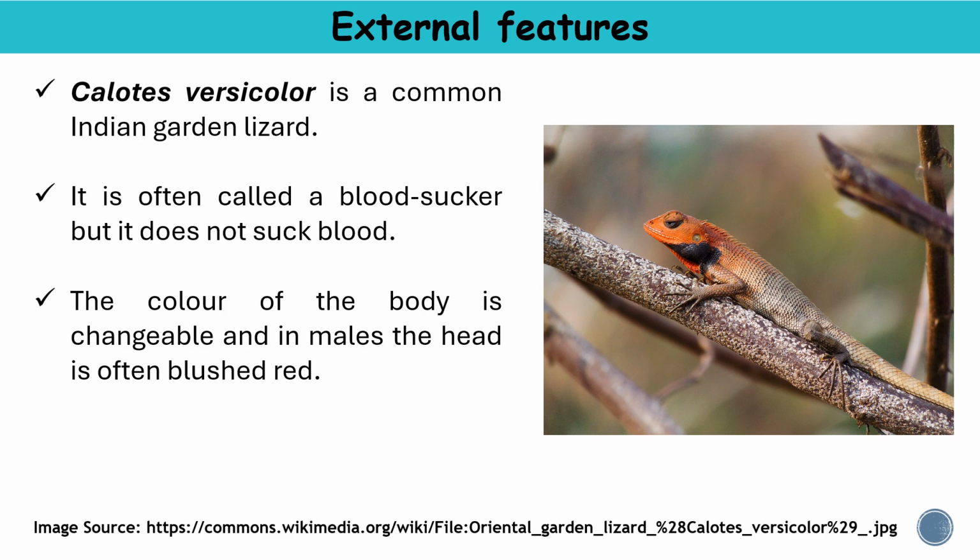As you can clearly see in the picture, the color of the body of Calotes is changeable, and mostly the males, in the head region and neck region, often exhibit a completely blood red color. Because of this reason, it is most commonly known as bloodsucker.